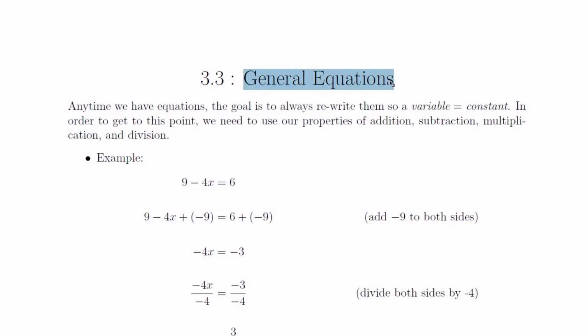Really, again, we're just looking at general equations, and anytime we have equations, the goal is always to rewrite them so we have a variable equaling a constant. In other words, you think of it like x equals a number, or y equals a number, or b equals a number, okay? Any letter equaling any number. In order to get to this point, we need to use the properties of addition, subtraction, multiplication, and division.